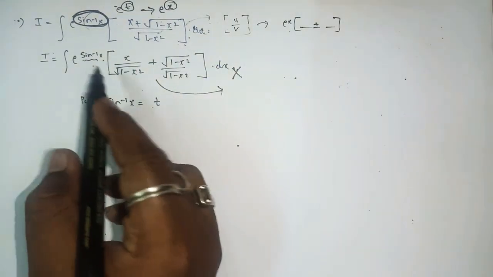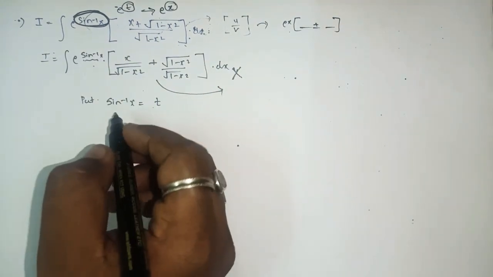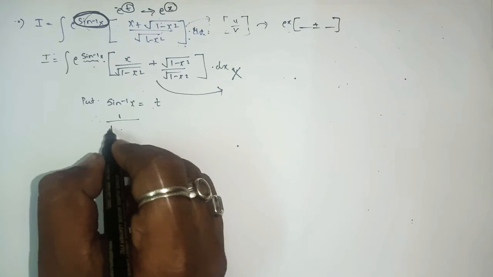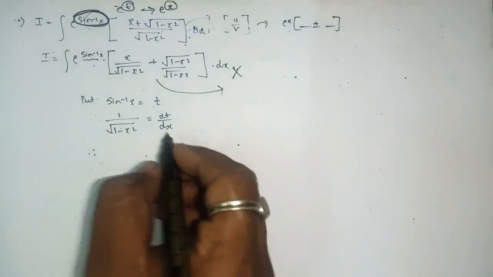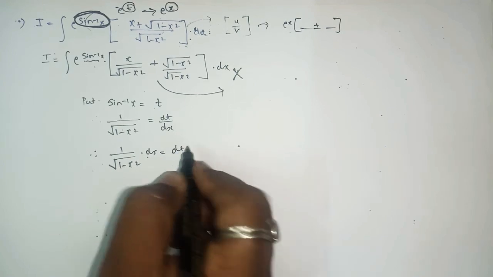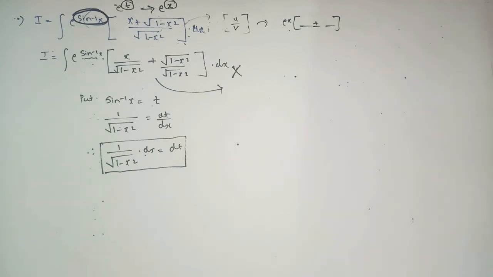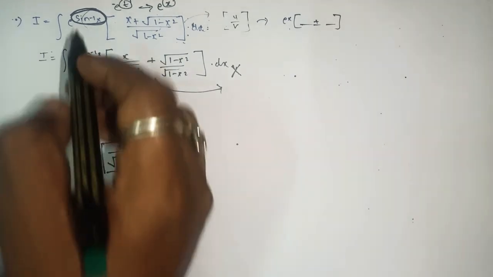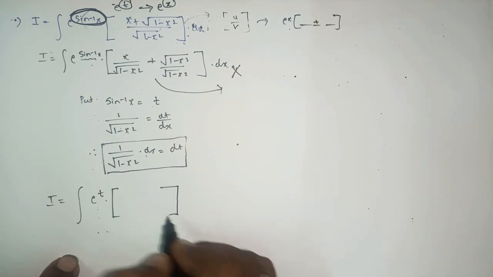So let's check. First we'll consider this part as t. So derivative with respect to x will be what? Derivative of sine inverse will be what? 1 upon root 1 minus x square equals to dt upon dx. So we'll bring this dx to the left hand side. So here this will be 1 upon root 1 minus x square into dx equals to dt. So here in place of sine inverse we'll write t. Yes or no?